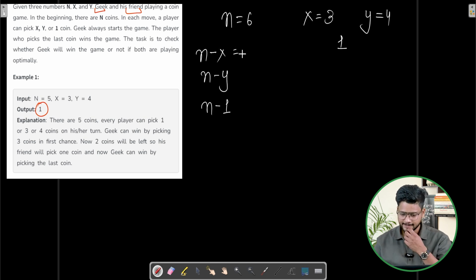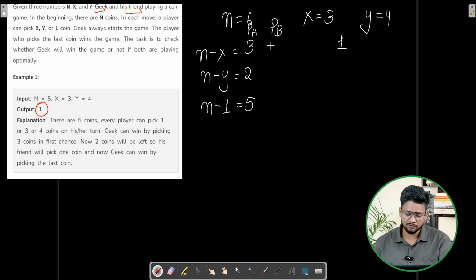If player A has taken X coins, then how many coins are left? n minus X, that is 3 coins left. If he takes Y, n minus 4, then 2 coins are left. And if he has taken 1, then we will have 5 coins. So this is player A, who has taken his turn. Now it is player B's chance.